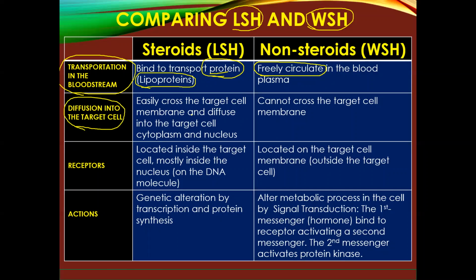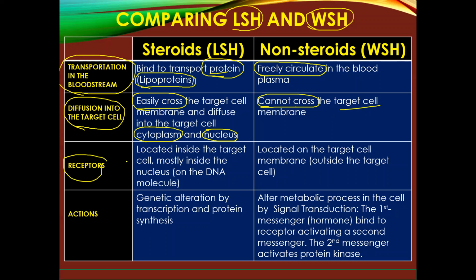Remember, lipid-soluble hormones, because they are lipid, easily cross the target cell membrane. They will enter into the cytoplasm, and even enter into the nucleus. That's for the steroid or lipid-soluble hormone. For the non-steroid or water-soluble hormones, they will not be able to cross the plasma membrane, so they will stay outside the target cell.